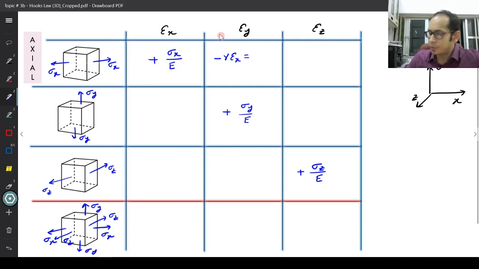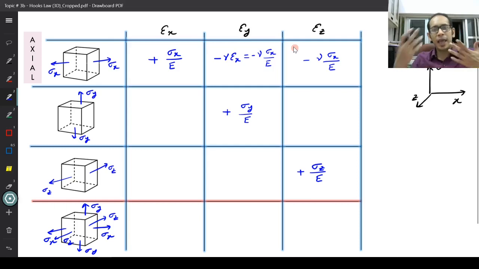So I can simplify this even further. I am going to write a negative of nu sigma x by E, right? In a very similar fashion, epsilon z over here now becomes negative of nu sigma x divided by E, right? Now, can you help me and try to fill up these different blocks of this particular matrix?